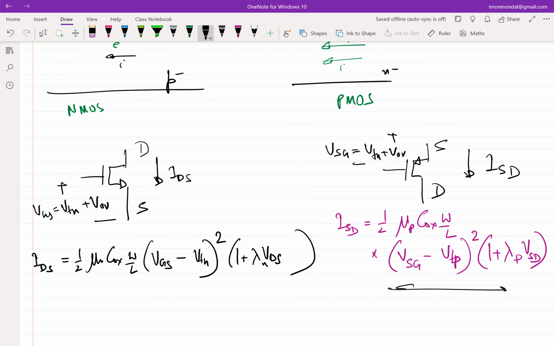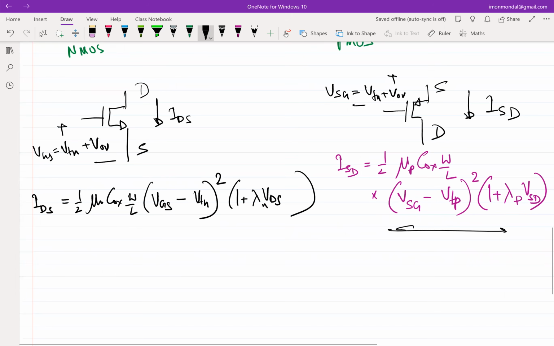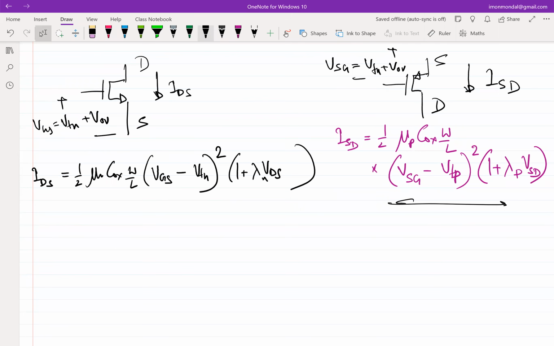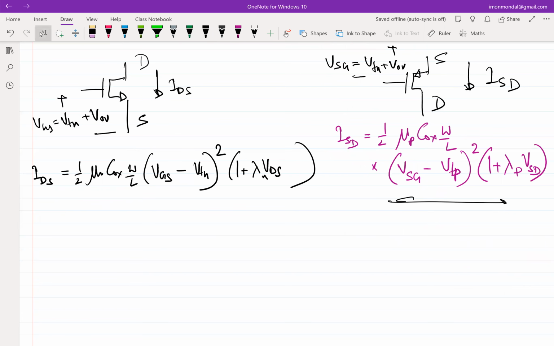Okay, so in order to distinguish between NMOS and PMOS, the threshold voltage of NMOS we will write as VTN, and the threshold voltage of PMOS we will write as VTP, right? So in order to turn the transistor on, you'll have to apply a VGS greater than VTN plus some V overdrive. The same thing in this case: you'll have to apply a VSG greater than some VTP plus V overdrive.